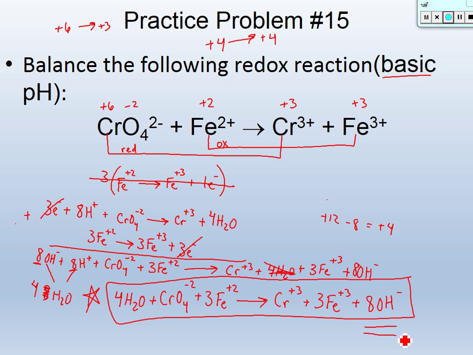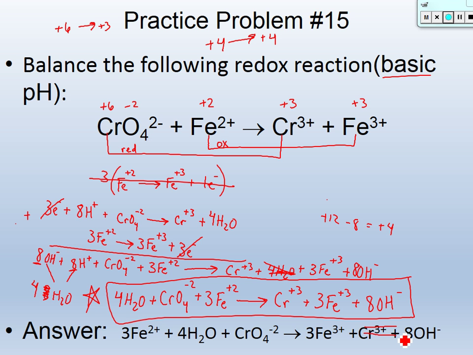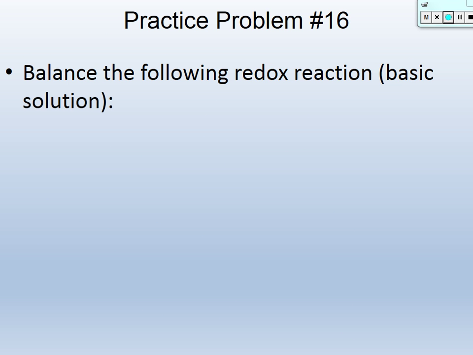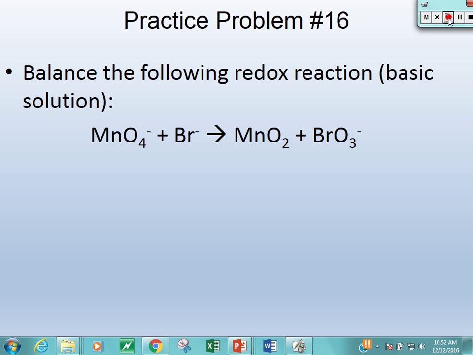Hopefully you were able to follow along with that one. I've got one more for you to try. Practice problem 16, okay? Try it on your own. Again, go through those steps in order, and I promise you will get to the right answer in the end. Okay, if you're watching the video, please hit pause. Try it on your own. Hit play once you got it done.